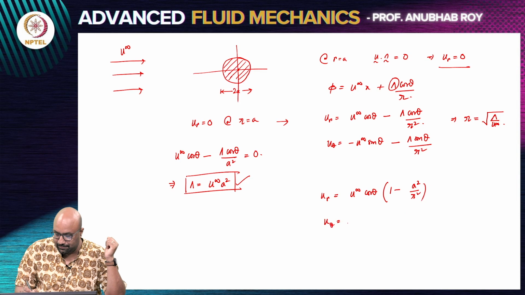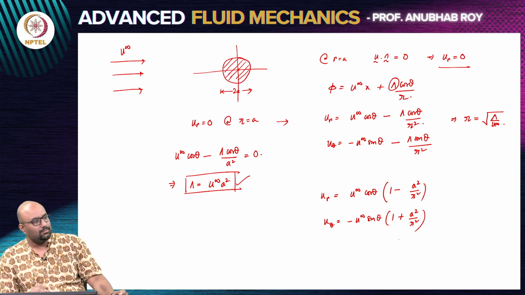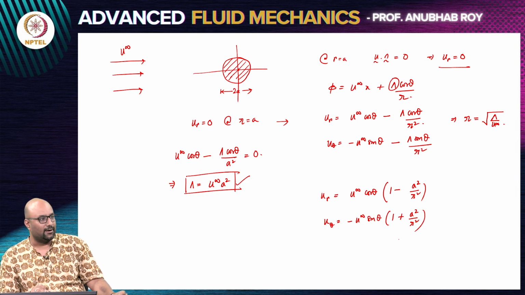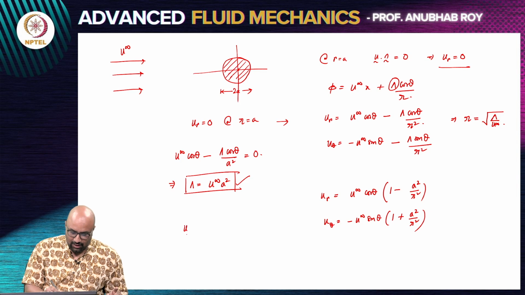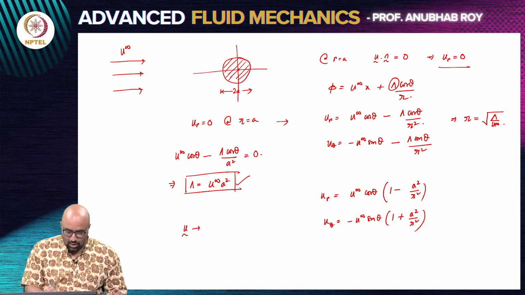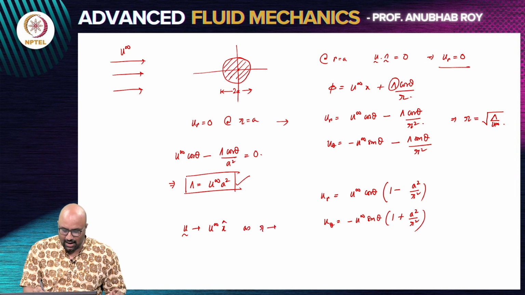U theta would be minus U infinity sine theta times 1 plus A square by R square. Now, this is the boundary condition which is on the surface of the circular cylinder. But there is one more boundary condition. The other boundary condition is the velocity field should approach U infinity as R tends to infinity.